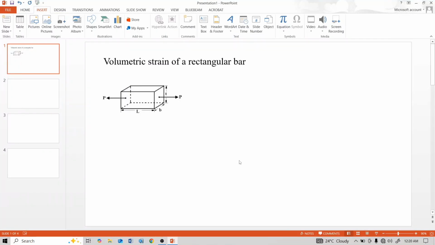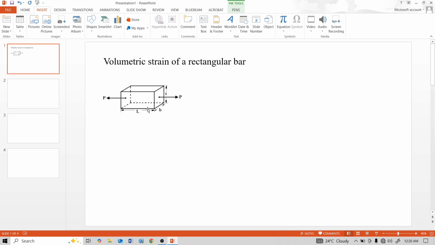Today, in this video, we will see volumetric strain of a rectangular bar. Consider this rectangular bar of length L, breadth B and thickness T. Load P is acting along the length L.